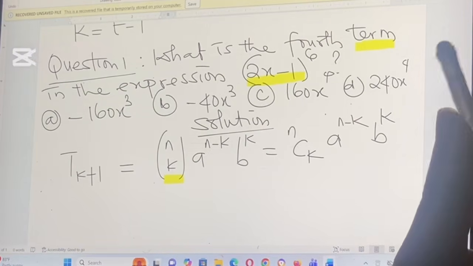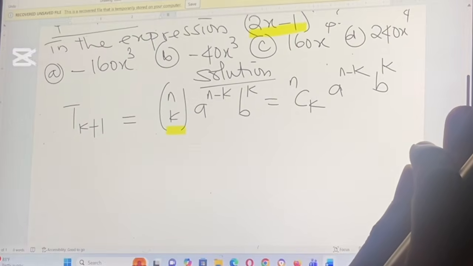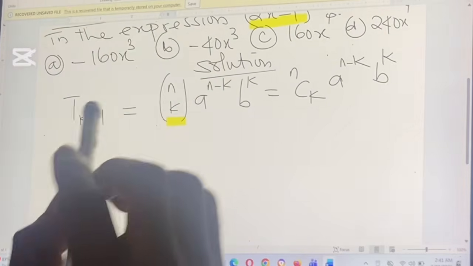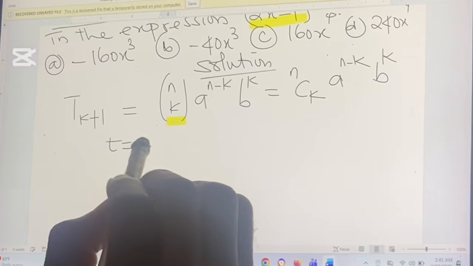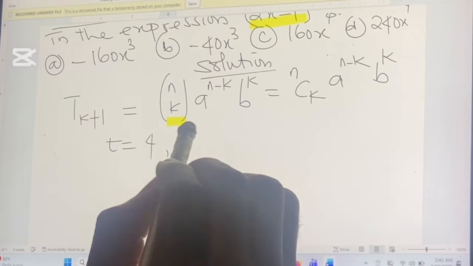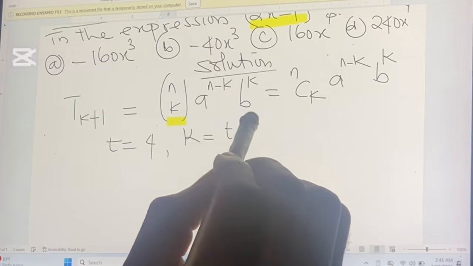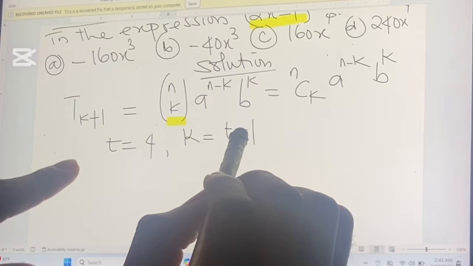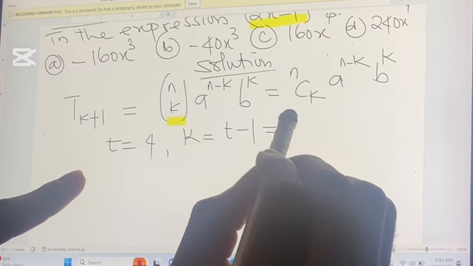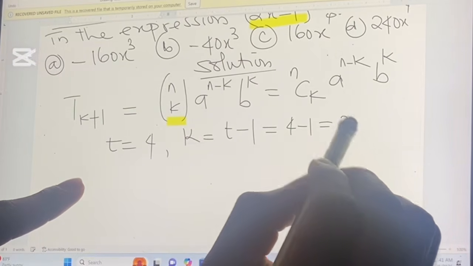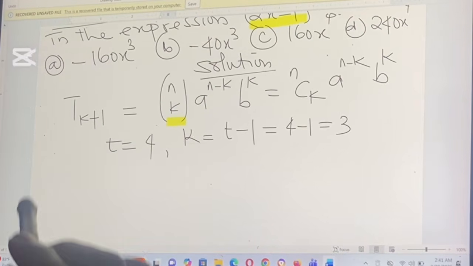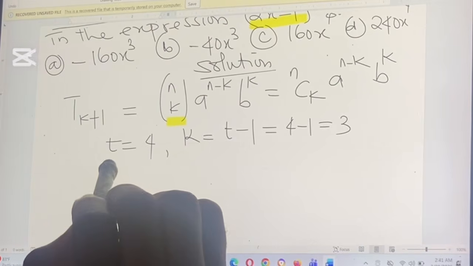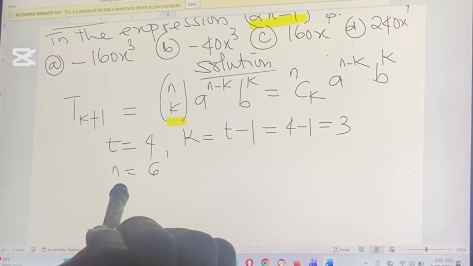Okay. Now they said fourth term. In the question, the term there is fourth. So to calculate, our k will be equal to t minus 1. Reduce the term by 1. I will have this to be 4 minus 1, which is 3. Please take note. The next step is to get n. The n there is the power, and the power given to us there is 6. That is n is equal to 6.